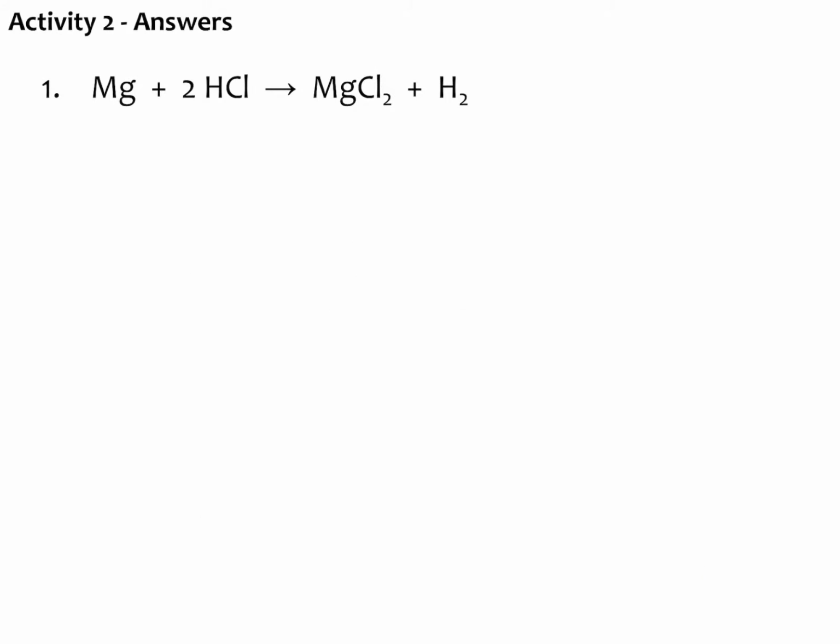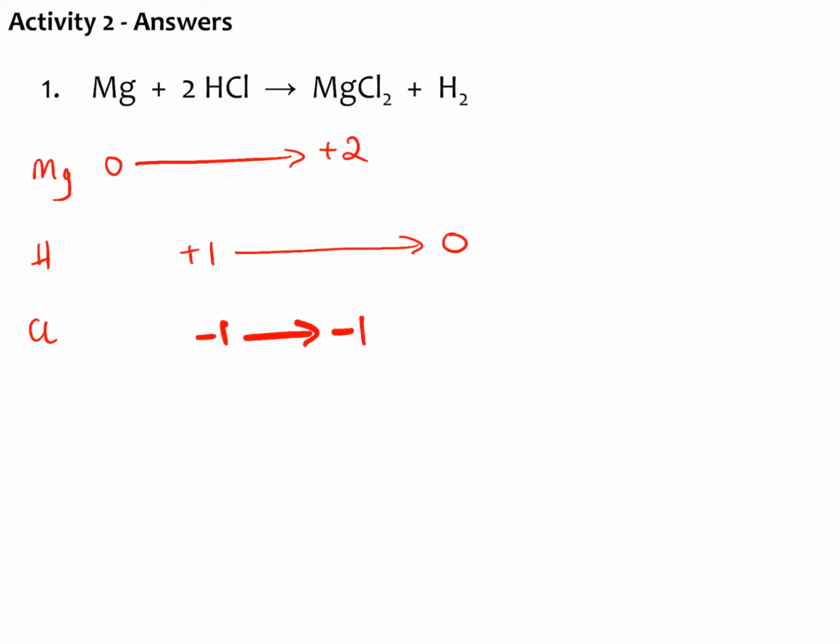Okay, so answers for activity 2. Question number 1 is the reaction of magnesium and hydrochloric acid. So we have magnesium, hydrogen and chlorine. On the left hand side, magnesium is 0, and on the right hand side it's +2, Cl must be -1, and there's 2 of them. The hydrogen is +1 on the left hand side and 0 on the right because it's an element, and the chlorine is -1 on the left hand side and -1 on the right.